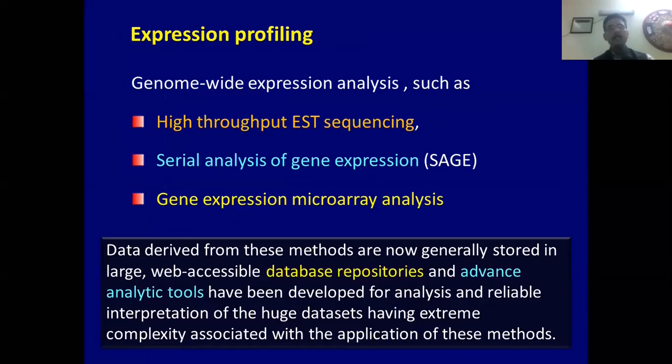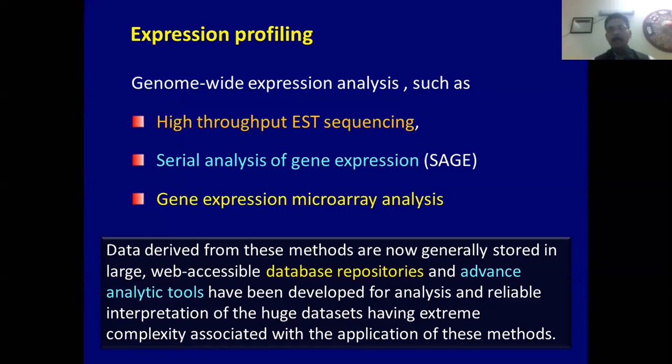Then another aspect is expression profiling. So transcriptomic analysis and proteomic analysis to understand the whole genome expression pattern or whole proteome expression pattern in one go can be done by use of sophisticated techniques available today. Say, for example, we can use the DNA microarray for analysis of the transcriptome. That means the expression of the entire pool of genes in one go, in one method.